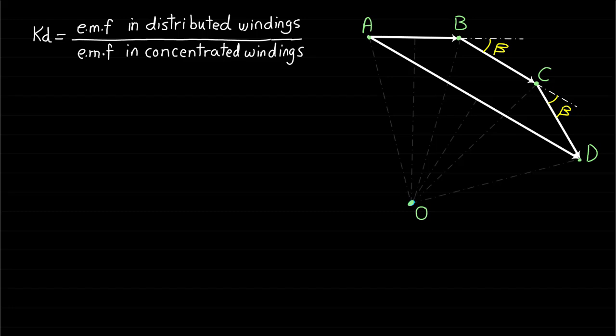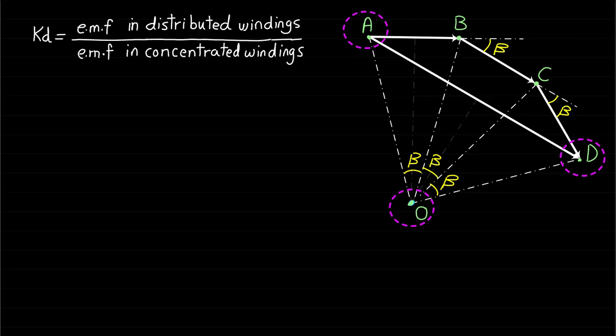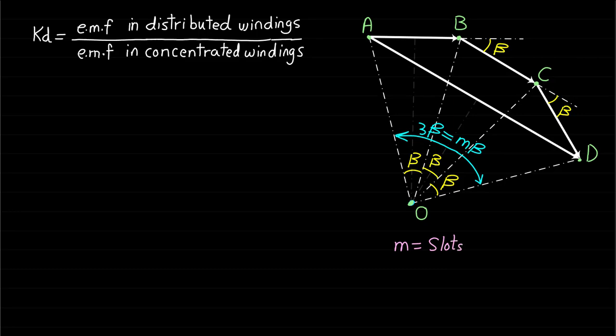The phasor AB subtends the angle beta at the center. The phasor BC subtends the angle beta at the center. The phasor CD subtends the angle beta at the center. Now let's focus on the triangle ADO. As we can see, the phasors sum AD of the three phasors subtends the angle 3 beta, or in general M beta, where M represents the slots per pole per phase.